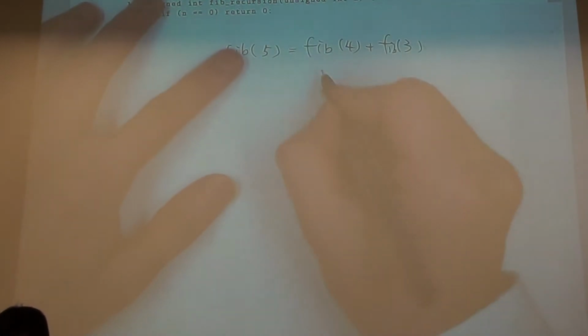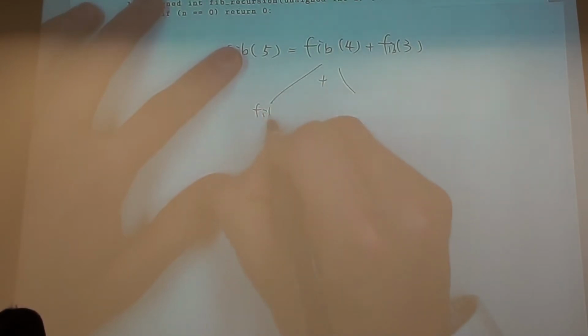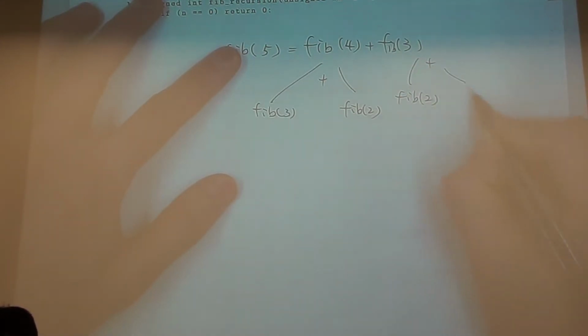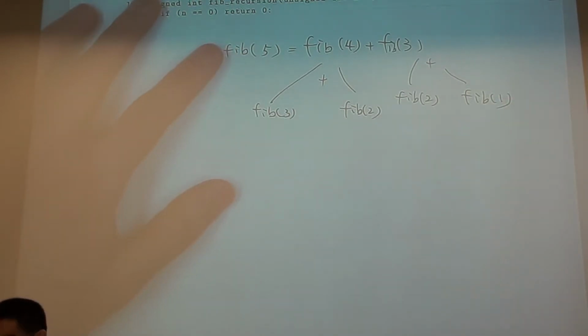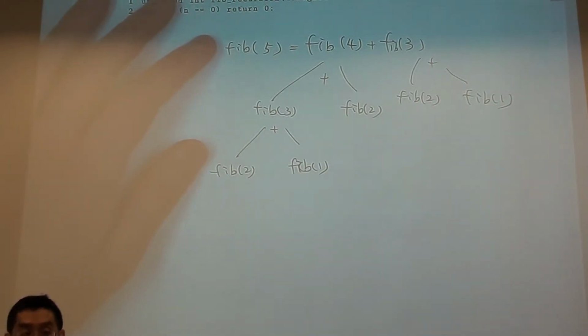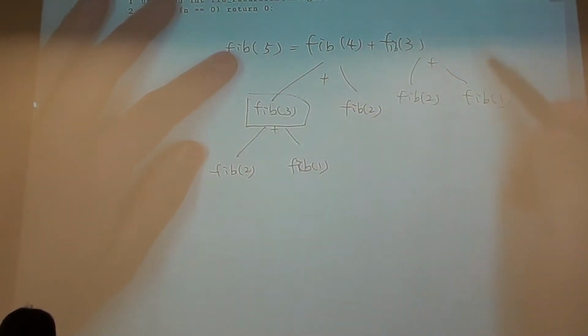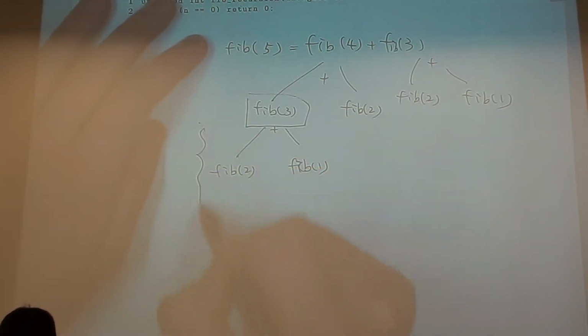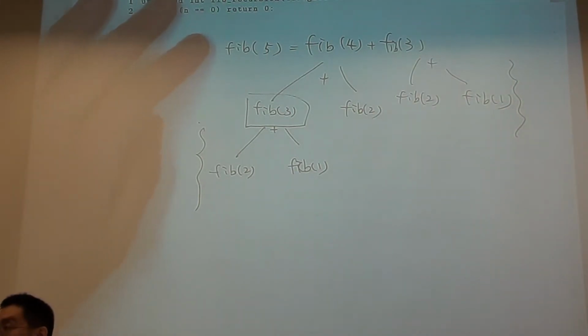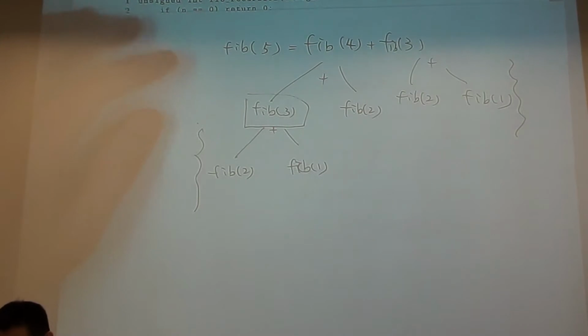And for you to get 4, you have to do 3 plus 2. For you to get 3, you have to do 2 plus 1. Notice that for you to get 3, you have to compute, you have to do some work here. And for you to do that, you have to do some work here. So you are doing the same work again and again. If the number is bigger, you'll do a lot more work, right?